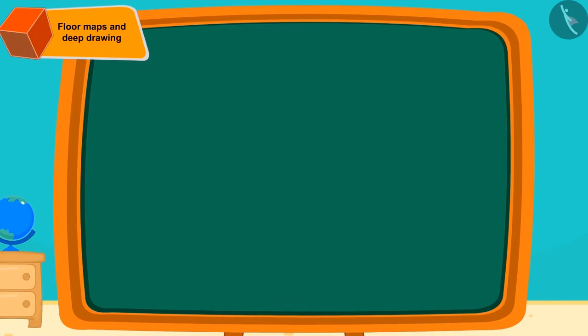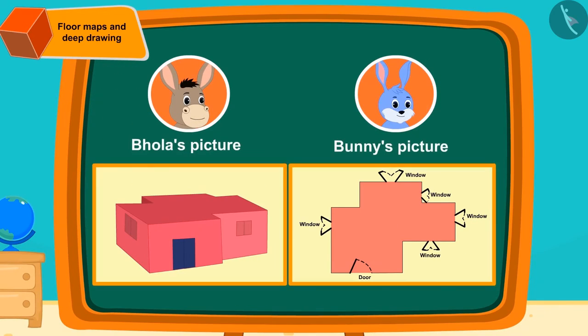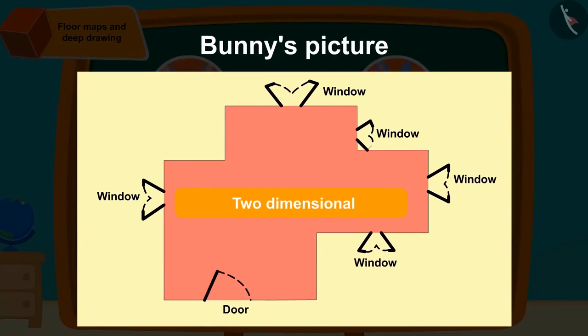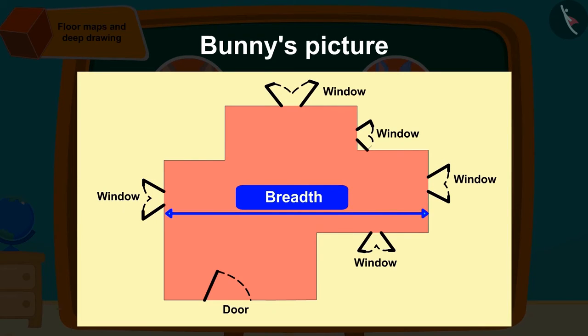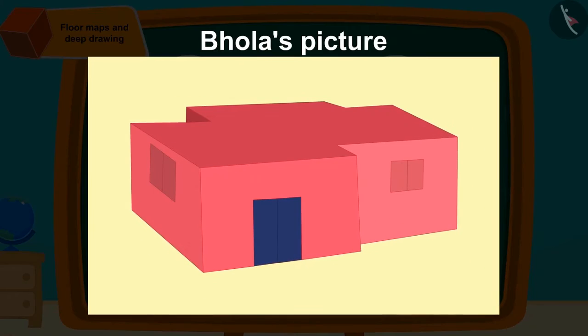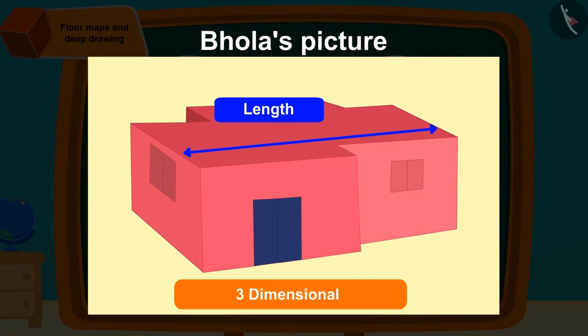Children, have you seen any picture similar to this one created by Bhola? Can you tell the difference between two pictures that Bhola and Bunny made? Correct. The floor map that Bunny had made is a two-dimensional figure which has only length and the breadth of the room. That's why we cannot tell about the height of the room or the window. This portrait is depicting all three dimensions. In this, we can also see the length, breadth and depth of the room.